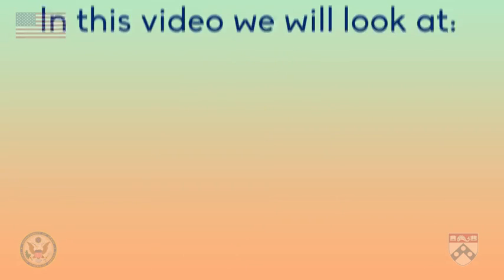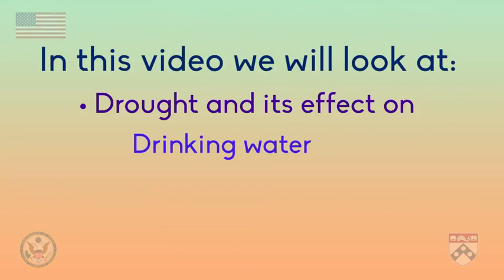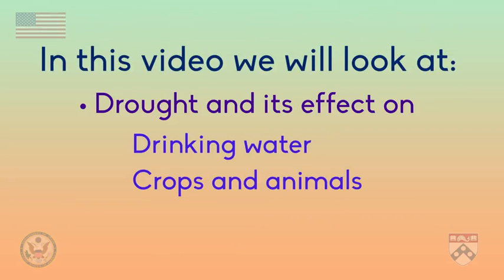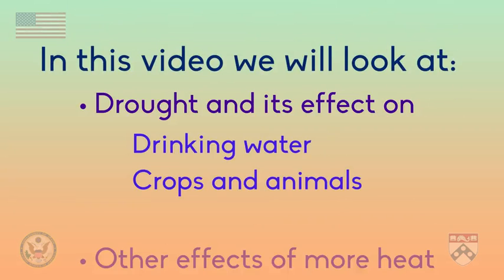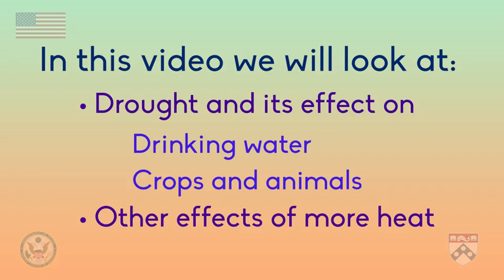We'll look at drought and how this will affect both the water we need to drink and the water we use for crops and animals. We'll also look at other effects of a hotter planet. Let's begin by looking at drought.